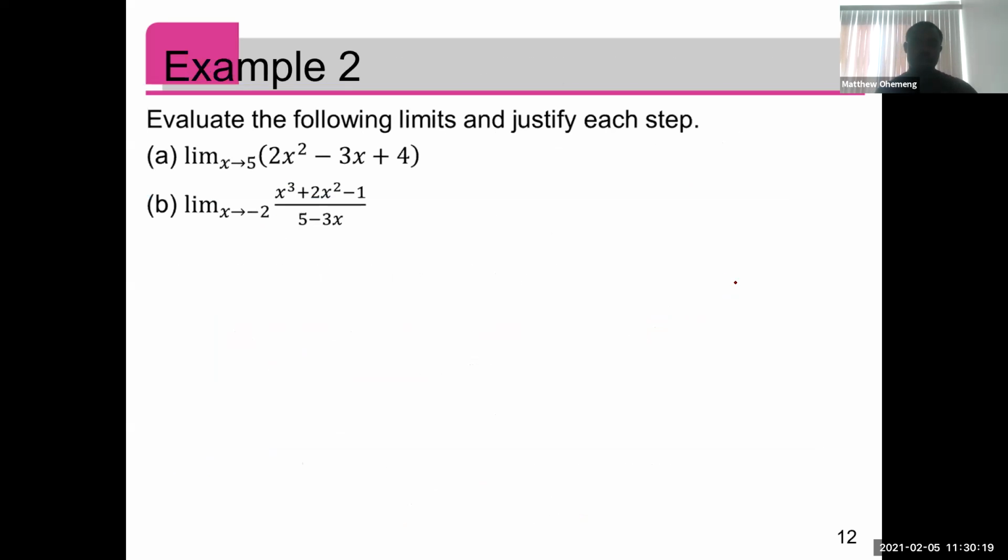Okay, so now let's look at these examples. Example 2 says evaluate the following limits and justify each step, right? So for A, I'll do A and then you guys can please help me on B. For A, I have the limit as x approaches 5 of 2x squared minus 3x plus 4.